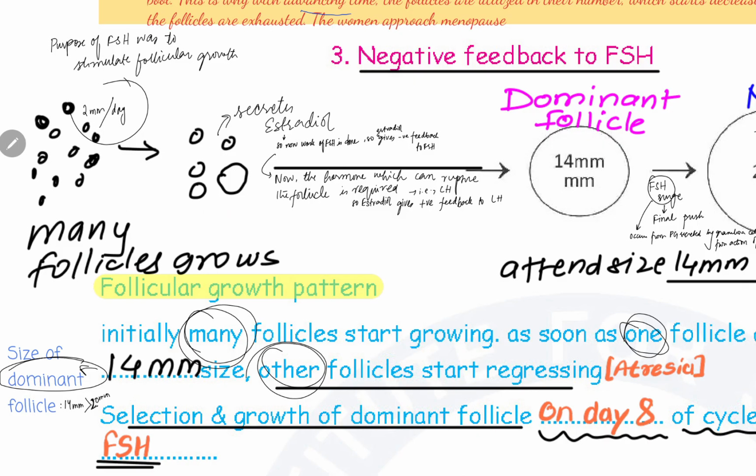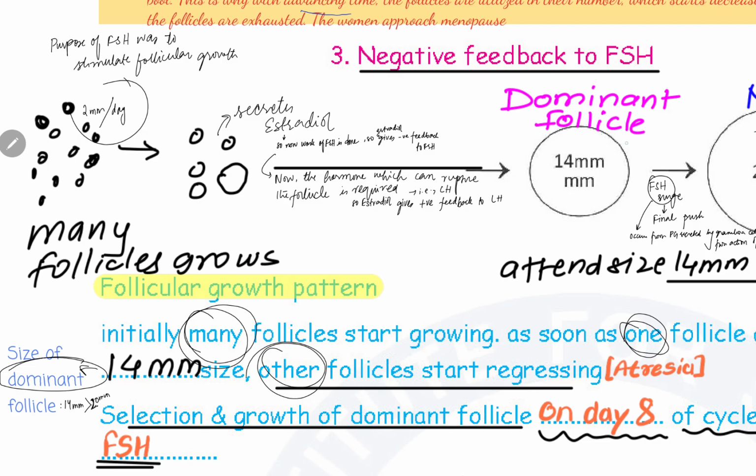Now once the follicle grows, the work of FSH is done. So now estradiol will start giving negative feedback to FSH. Which hormone do we require now? The hormone required is for rupturing the follicle, because the growth is already done, so LH is required. So now estradiol increases LH. Estradiol gives positive feedback to LH.